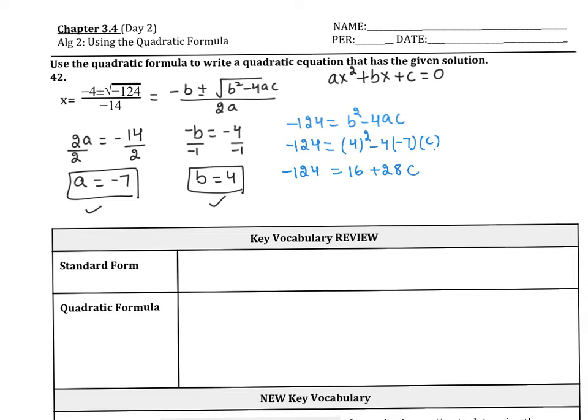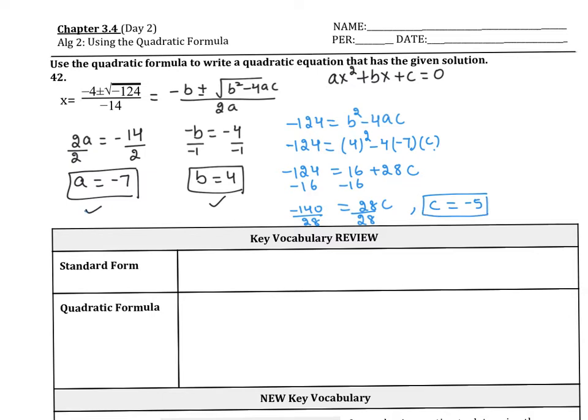To solve for c, we're going to isolate c. So subtract 16 on both sides. You get negative 140 equals 28c. Divide by 28 on both sides, and you will get the c value. So c came out as negative 5.